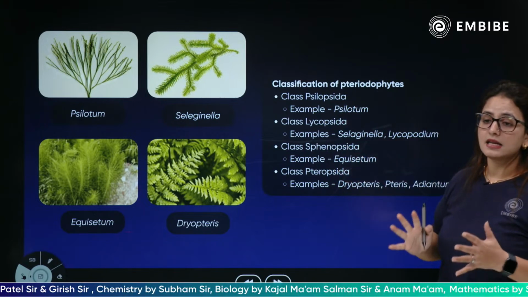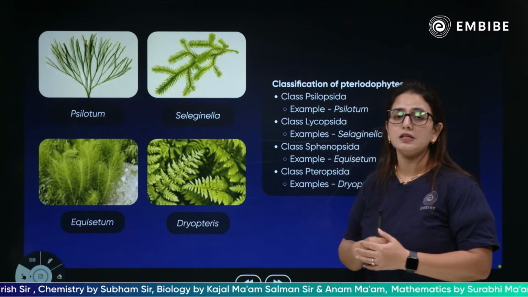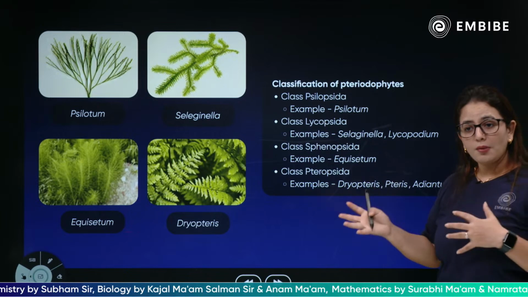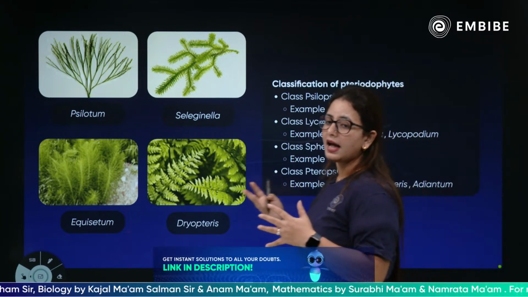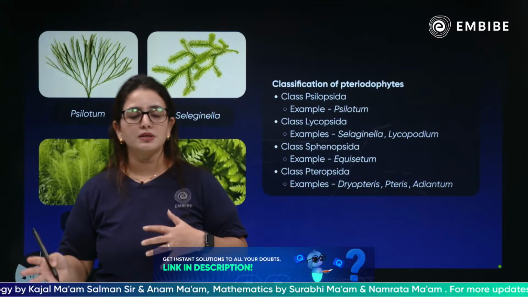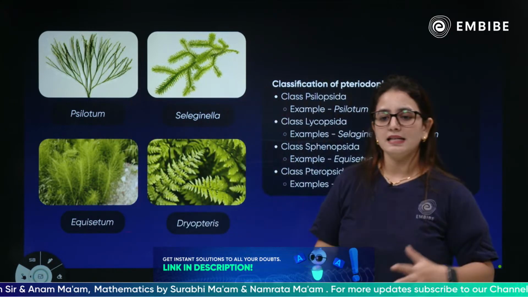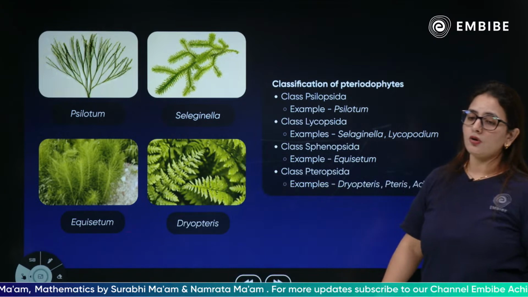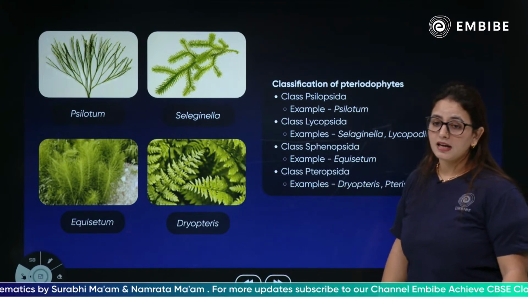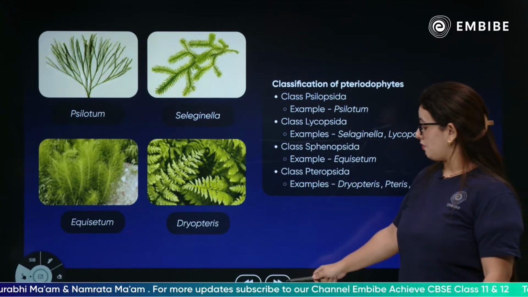The class Psilopsida has members like Psilotum. The class Lycopsida has members like Selaginella and Lycopodium; Sphenopsida, Equisetum; Pteropsida, Adiantum, Dryopteris and Pteris. Yes, this is how they basically look. So these are the classifications of the pteridophytes.